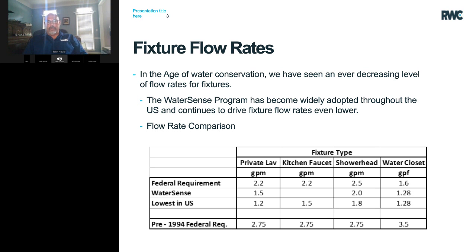We also have some jurisdictions that have taken it a step further. So if we take a look at the chart at the bottom of the slide, you can see where currently we are with fixture flow rates, the WaterSense flow rates, what the lowest numbers are in the U.S., and compared to the pre-1994 federal regulations, you'll see a significant reduction in what our flow rates are today.